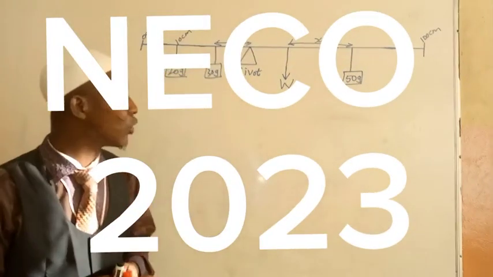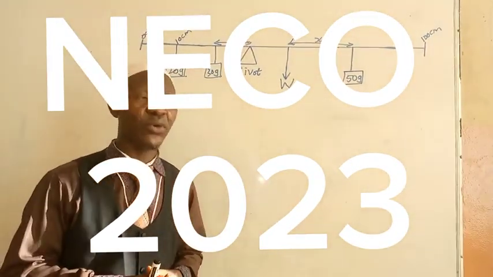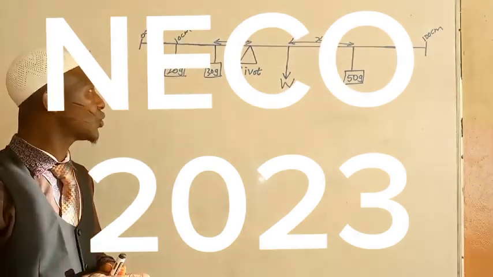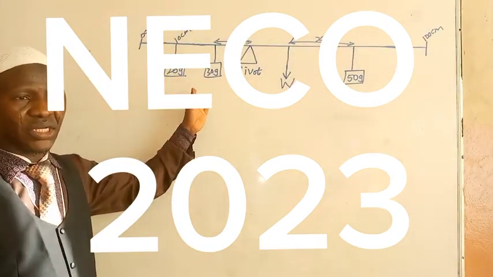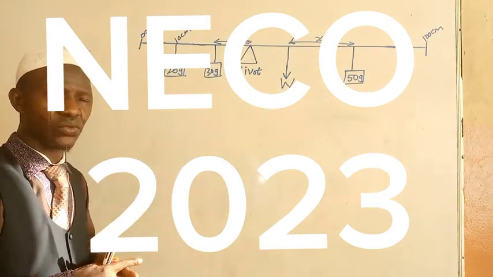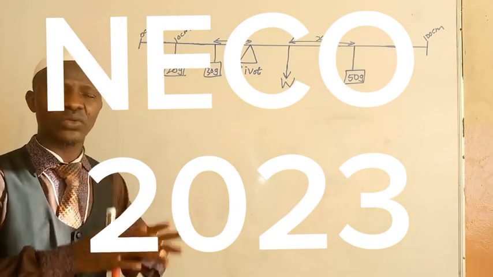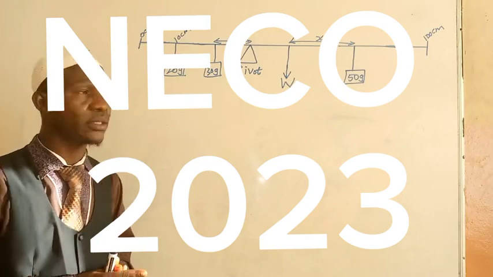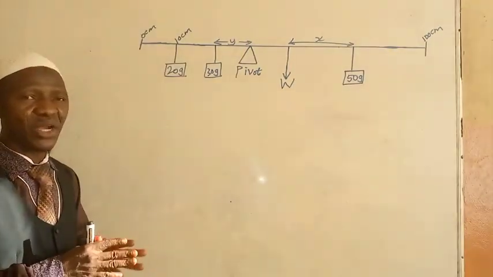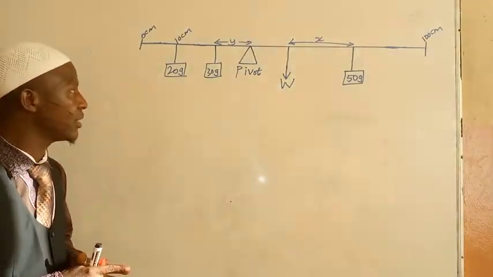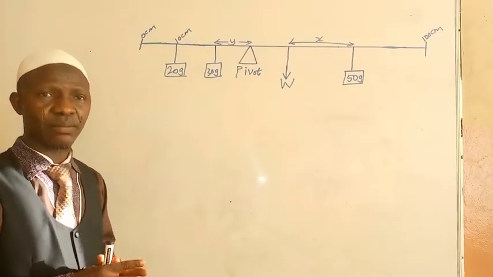This is the conclusion part of our topic under equilibrium of forces. And we are going to use this question, the recent NECO question 2023, to explain the topic. We are going to apply the principle of moment. And if you look at the question very well, you see that it contains 5 forces.